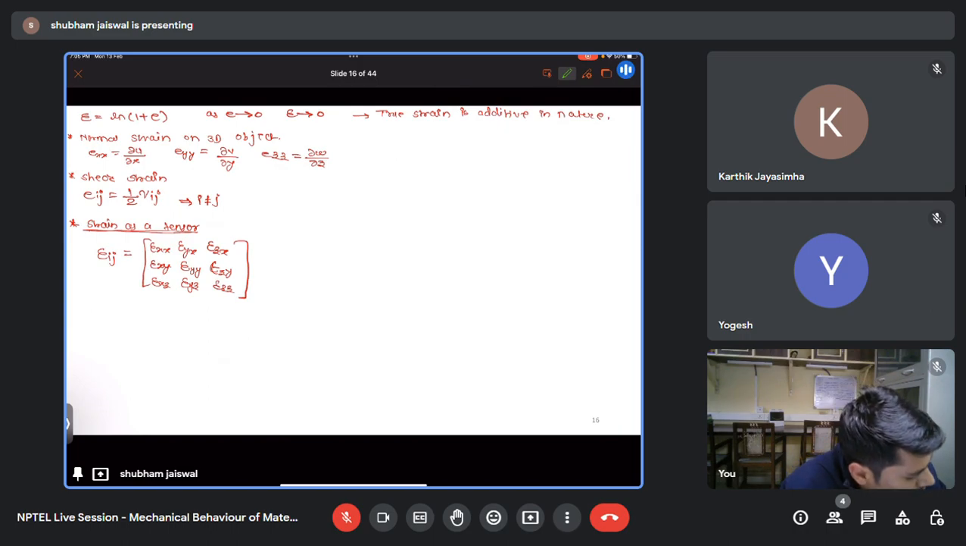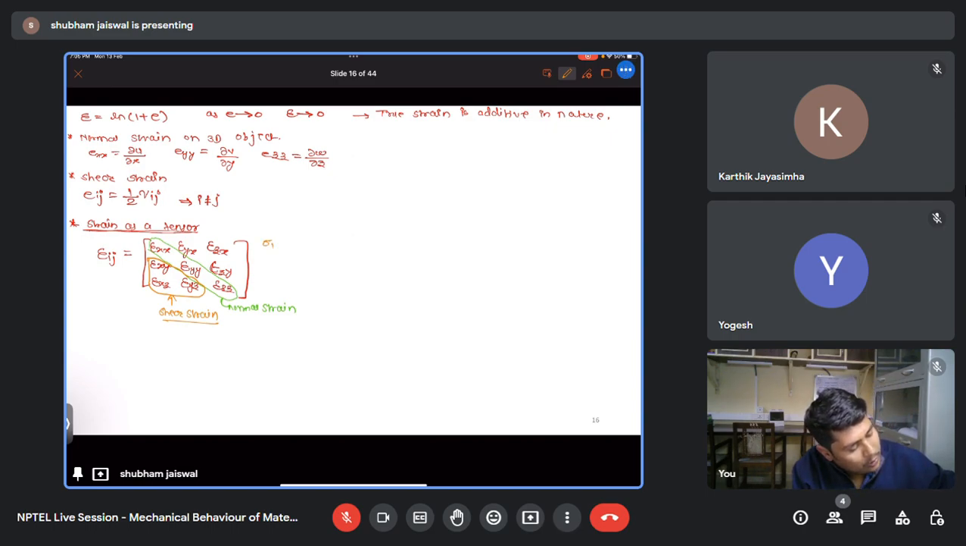Here the diagonal terms represent the normal strain and the off-diagonal terms represent the shear strain. So you can see that 3 shear strains and 3 normal strains are sufficient to define the strain as a tensor. So we have 6 independent terms. After that we have seen the strain transformation.